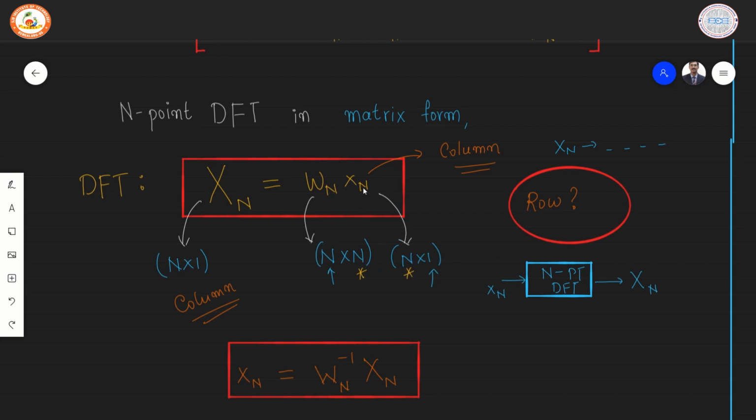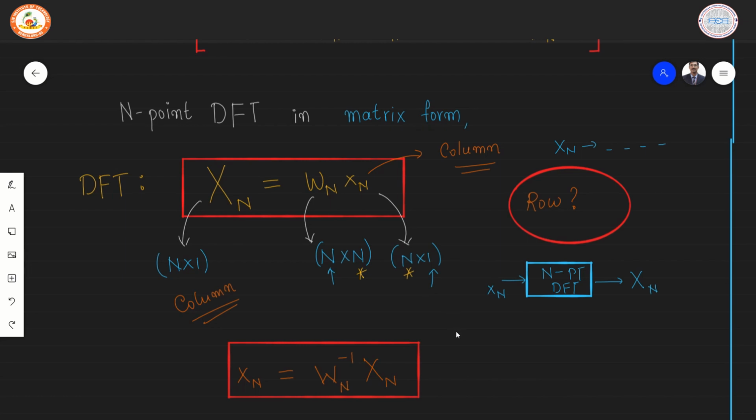But if we place x of n first, it cannot be in the form of a column, because then the inner dimension will be 1 and here you will get n. So matrix multiplication will not be possible. Therefore, if x of n comes first, it should be in the form of a row. And correspondingly, the answer you will get will also be a row matrix. So the rules of matrix multiplication have to be remembered.